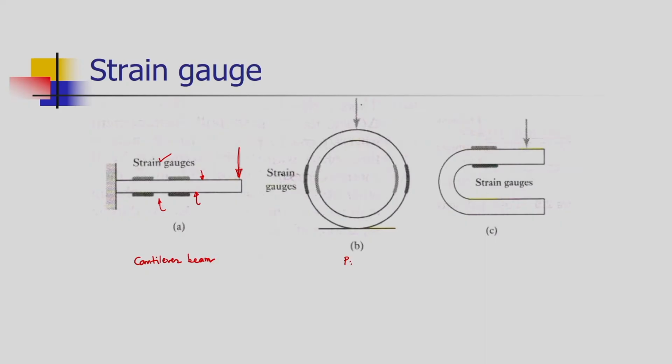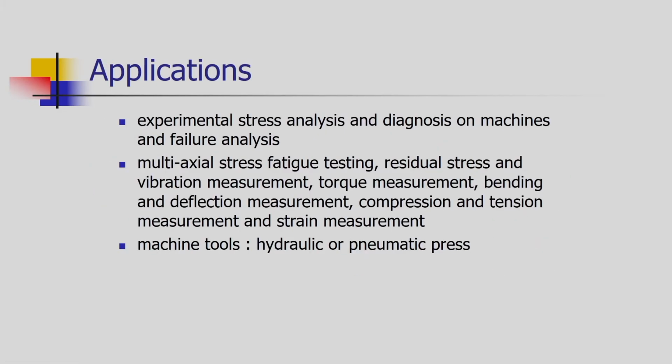Second is a pipe, a thick pipe. So, when we apply a load over a thick pipe, again we can find out the deformation in the thick pipe. On its outer surface, here we can notice the tension, so increase in resistance, and the inside strain gauges are measuring the compression. The third is a U-shaped channel which may be part of your mechanical system. Some applications are there in front of you.